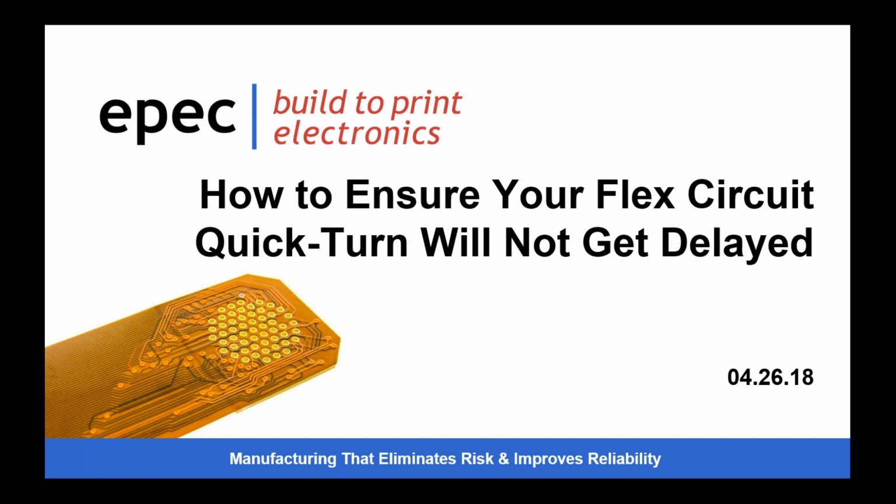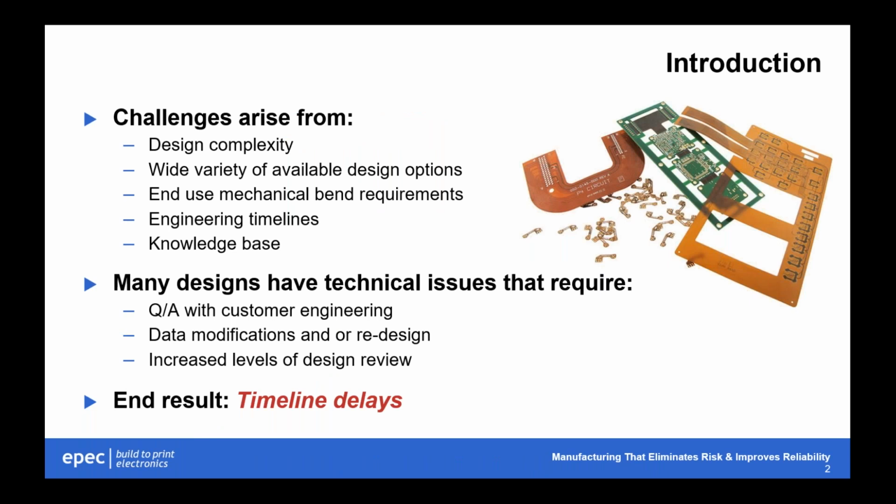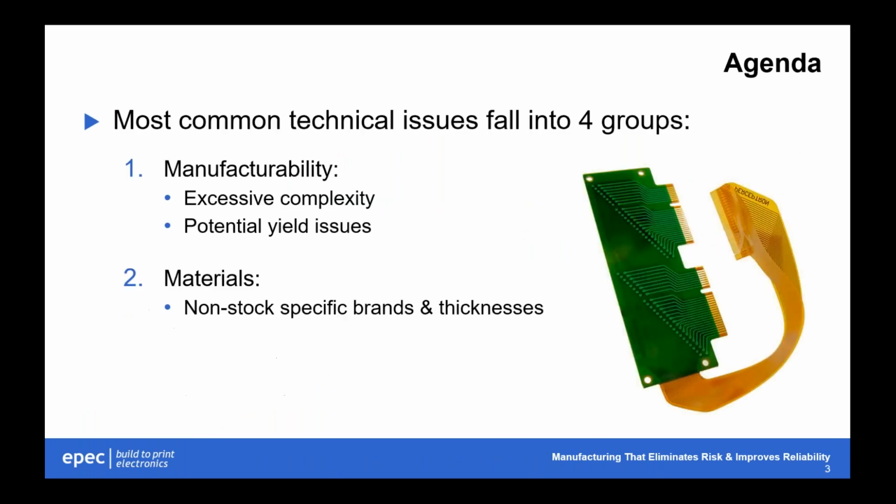So in our agenda, we've defined 4 specific groups that we're going to cover today. The first is the manufacturability of the design, in many cases due to excessive complexity in the design, which can lend to potential yield issues in the manufacturing.